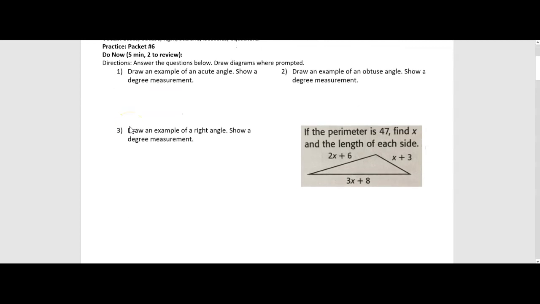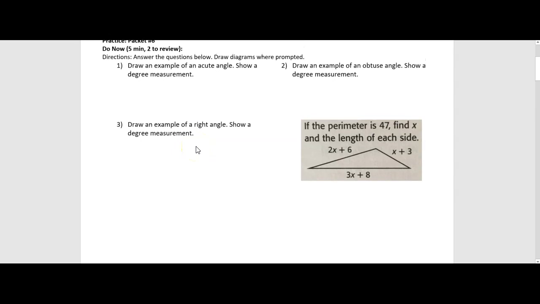So first thing you can do is work through the do now. There are 3 questions. So go ahead, pause the video, take a few minutes to work through that, and then we'll go over some answers.